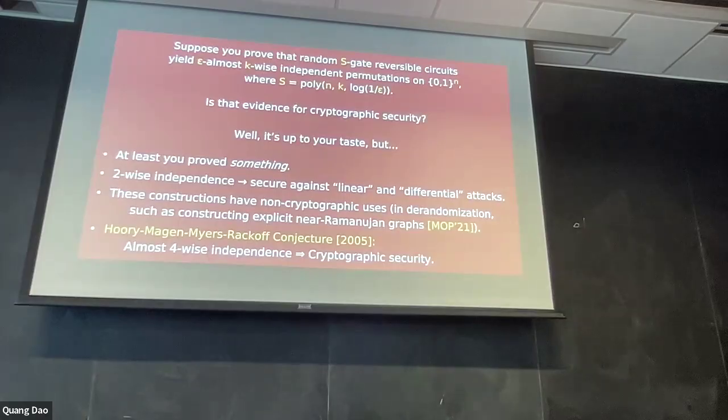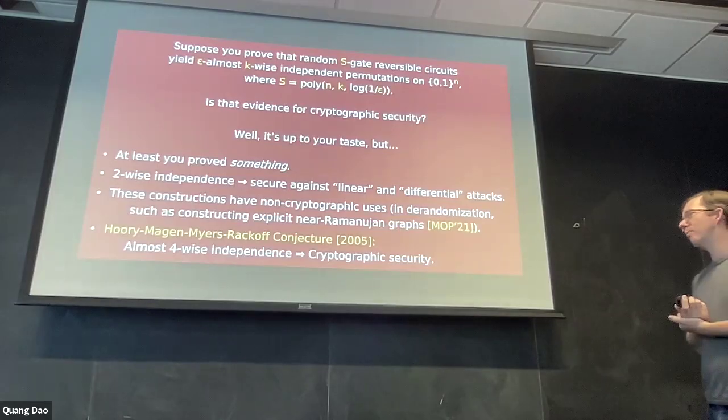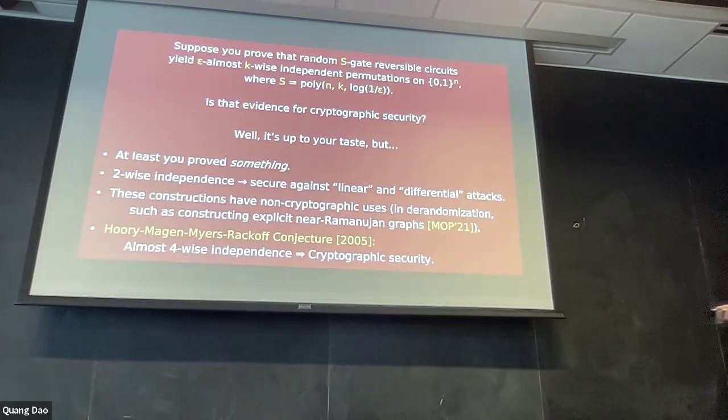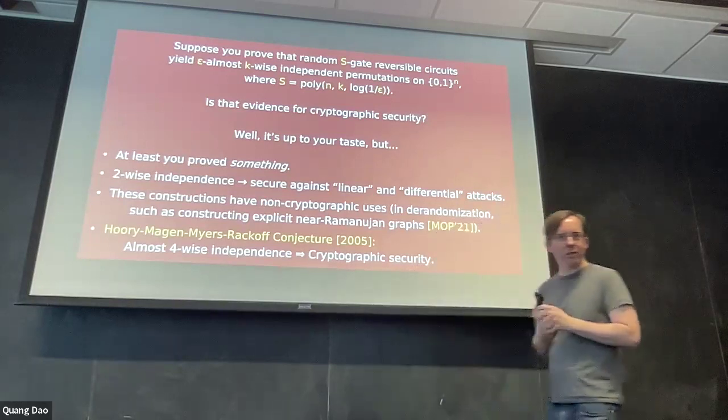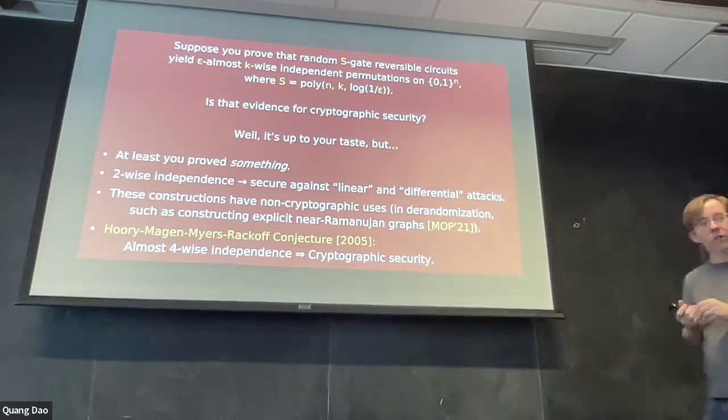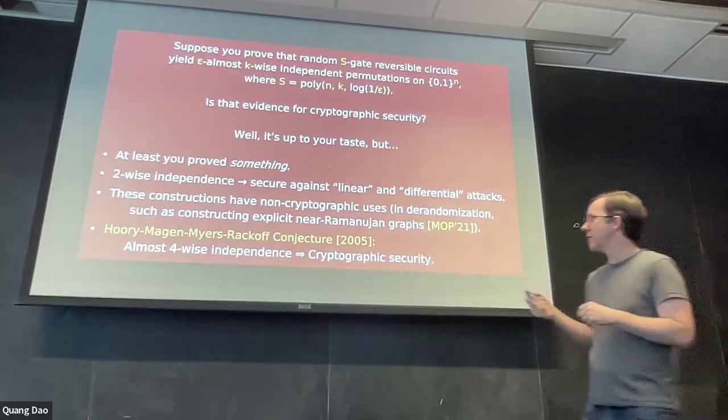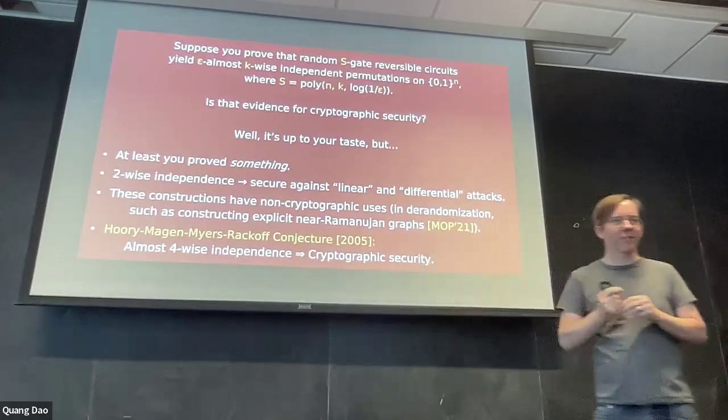And then finally, there exists this conjecture made by Kassabov, Magen, Myers, and Rakoff, who are studying this stuff, that perhaps if you have a distribution on permutations that's almost four-wise independent, then it's cryptographically secure. I think this is considered a very optimistic conjecture. But they write in their paper that it has the feature that it's falsifiable. So that's good at least. And in 20 years, nobody's falsified it.